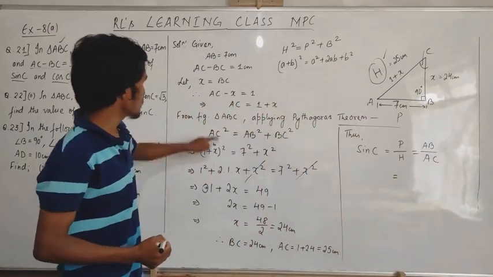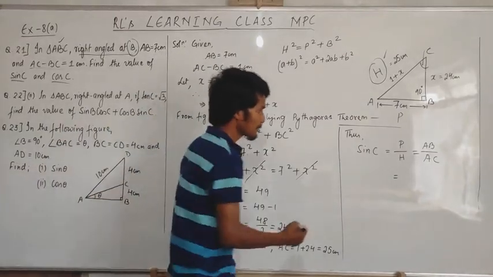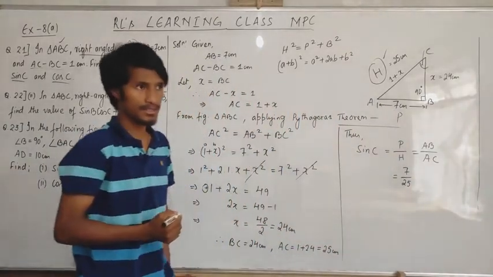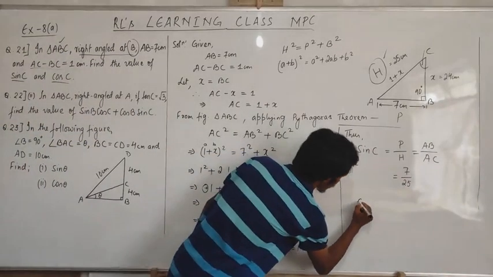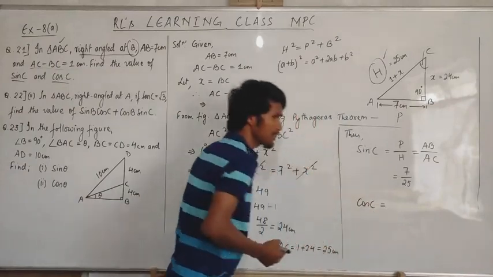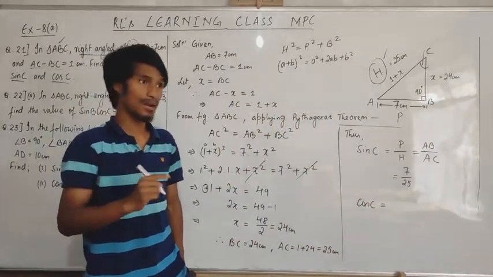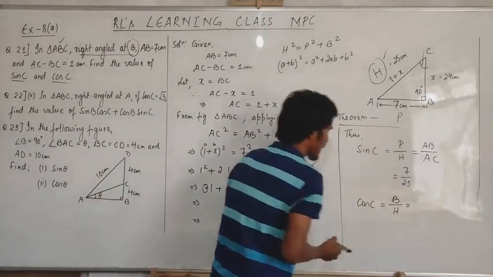But AB is 7 and AC is 25, and put here 7 by 25. Now we got the value of sin C. Now left cos C, and I put here cos C. The formula will be cos is equal to base by hypotenuse.